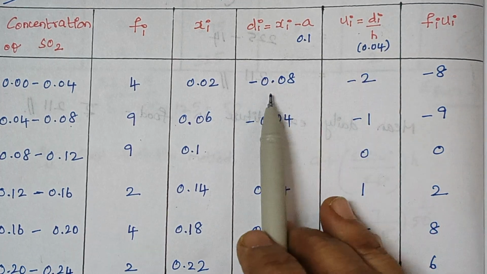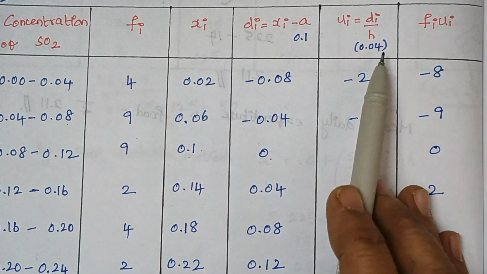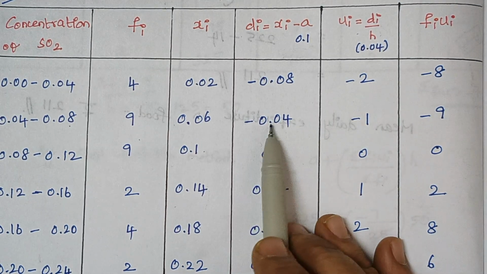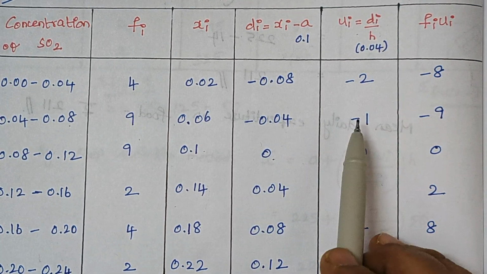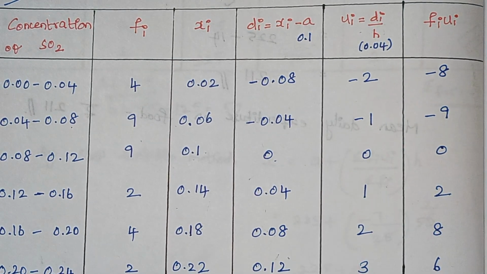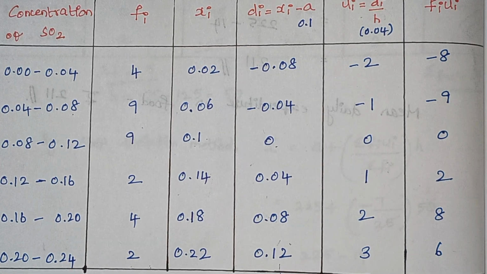Now we know the value of Di, so just substitute here. Minus 0.08 divided by 0.04 gives you minus 2. And next, minus 0.04 divided by 0.04 gives you minus 1. And here it is 0. And again when you divide, the answers are 1, 2 and 3.